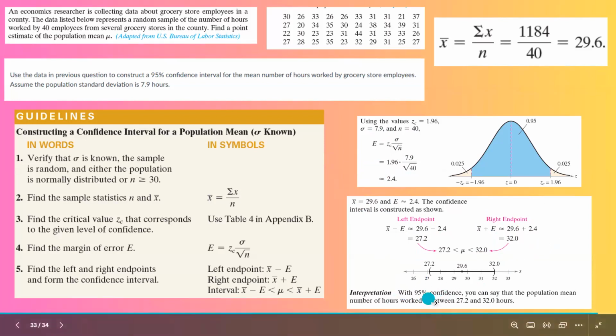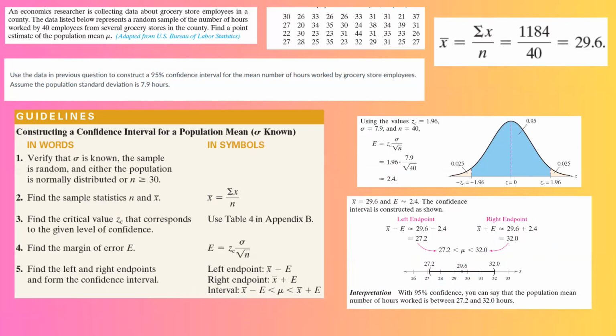You can say that we are 95% confident that the population average number of hours worked by employees is bounded between 27.2 hours and 32 hours.